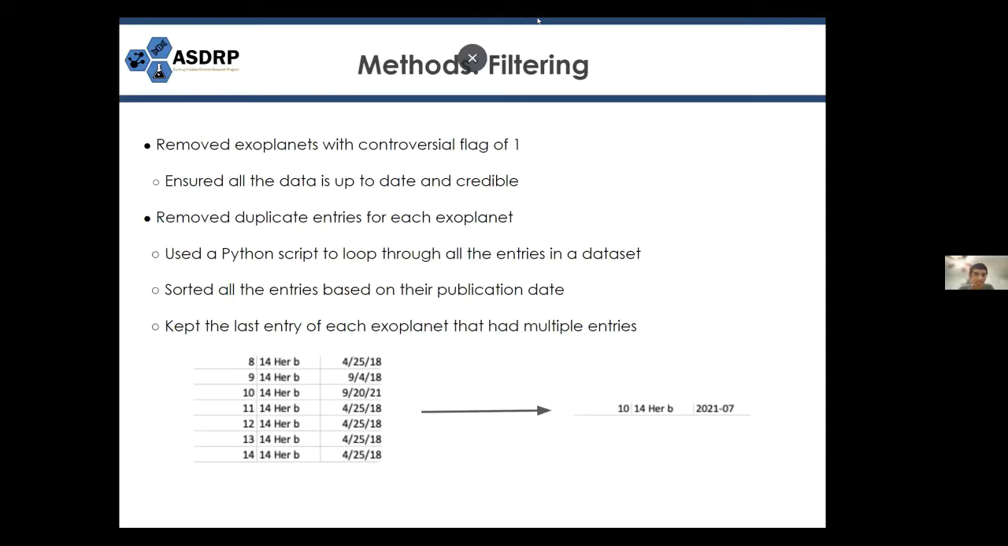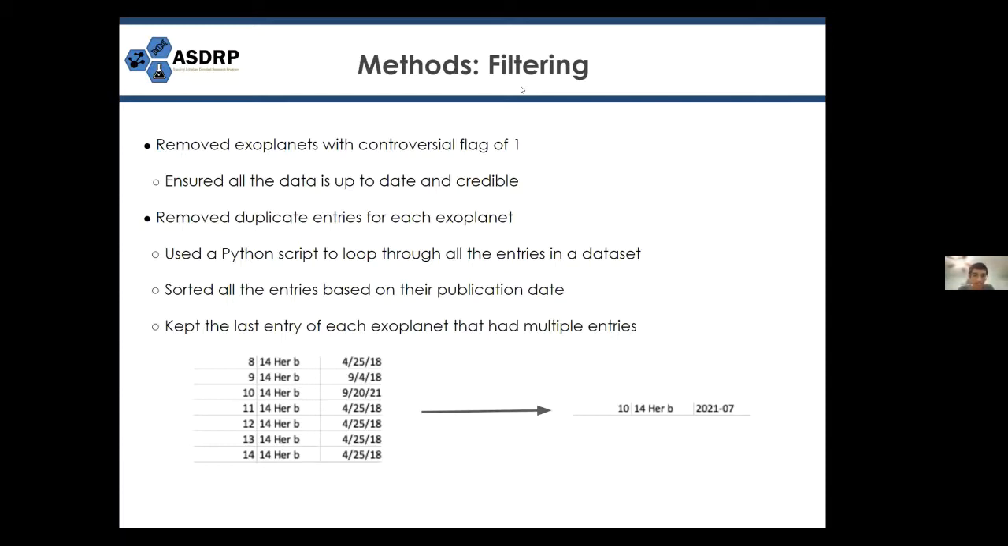The main source of data that we used during our research was the NASA Exoplanet Archive, which is a database that contains over 30,000 entries of exoplanets. However, before using this dataset, we needed to filter it to ensure that we had the most accurate data possible. Our first step was to remove exoplanets with a controversial flag. A controversial flag of 1 meant that the exoplanet's existence was questioned in the past, and thus its data was relatively unreliable.